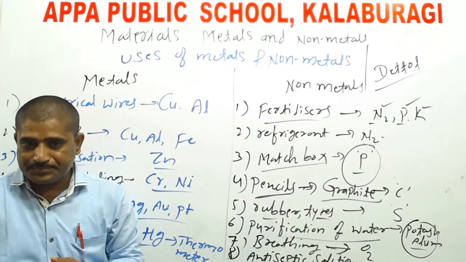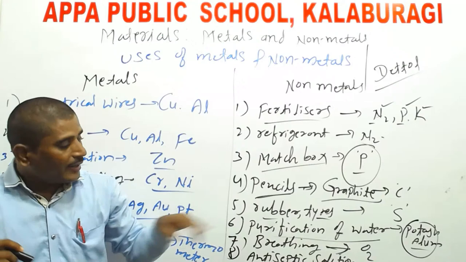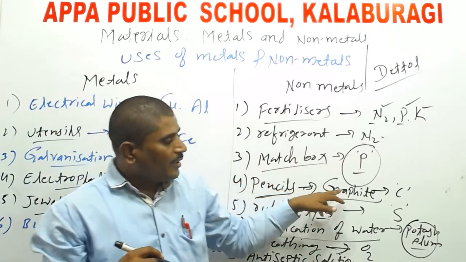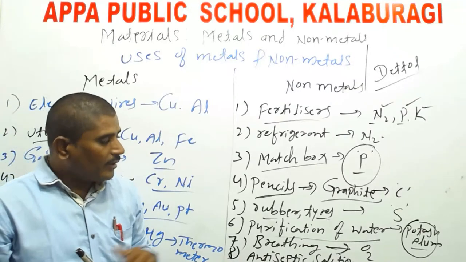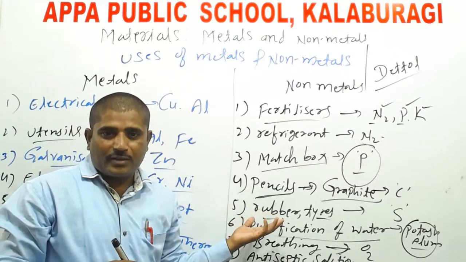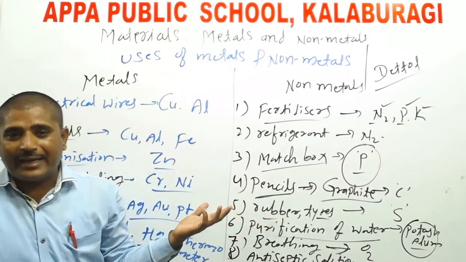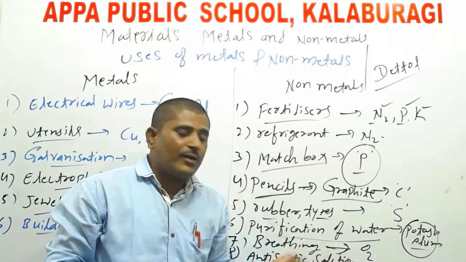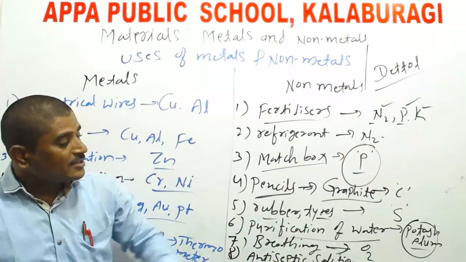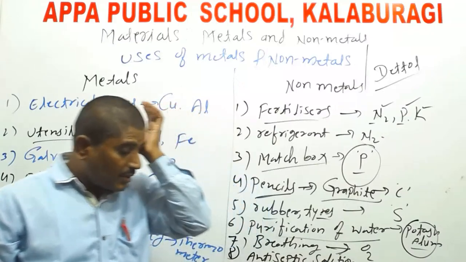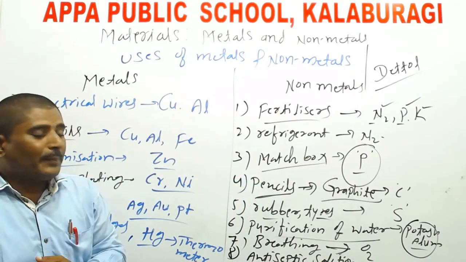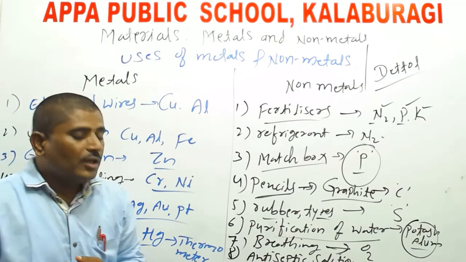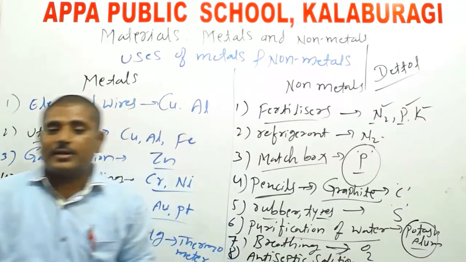Next, pencils. When you write with pencils, they are prepared especially from graphite. Next, rubber and tires are also prepared with the help of a non-metal, especially sulfur. Next, purification of water. Next, breathing. So these are the uses of metals and non-metals.